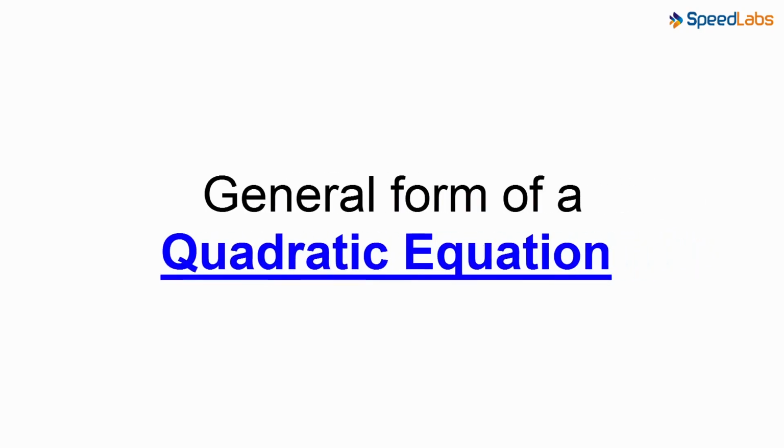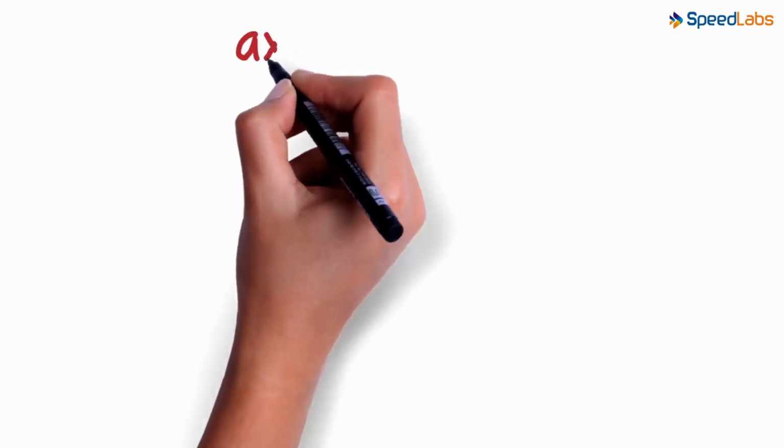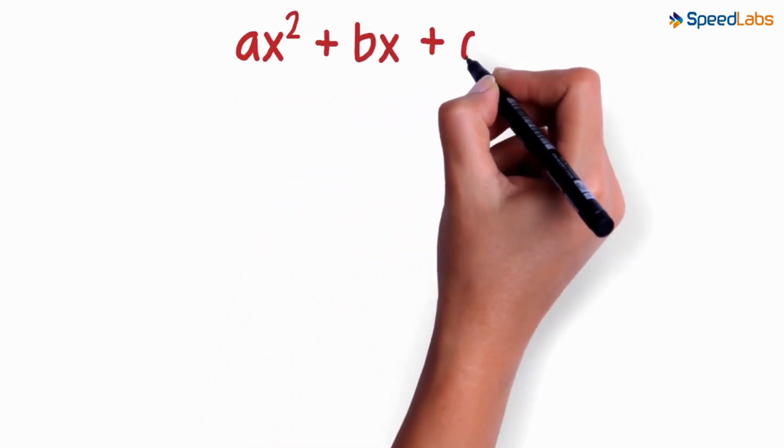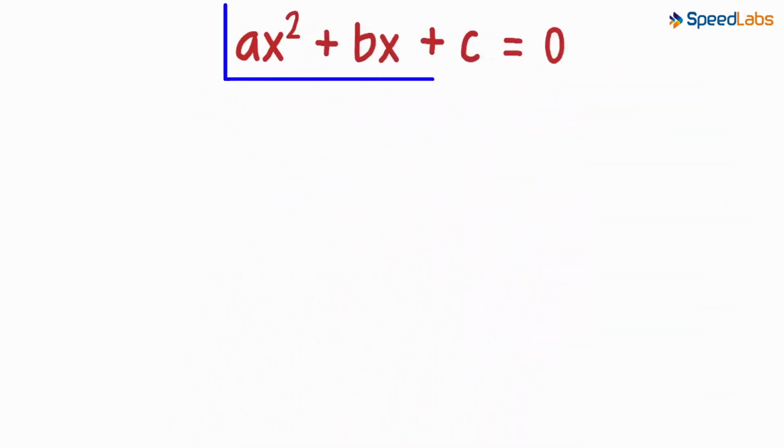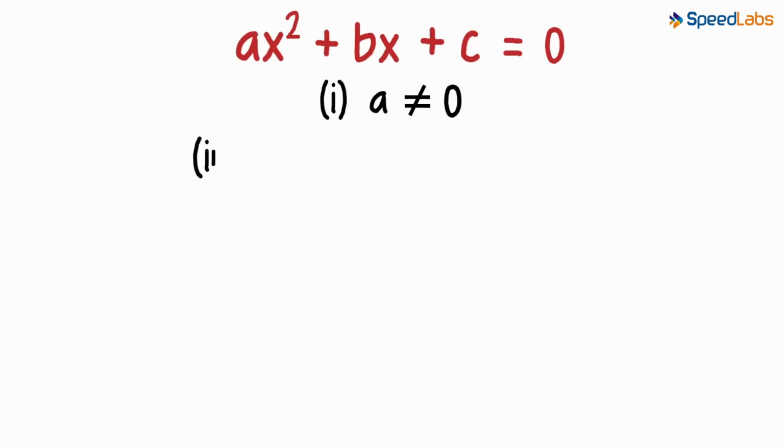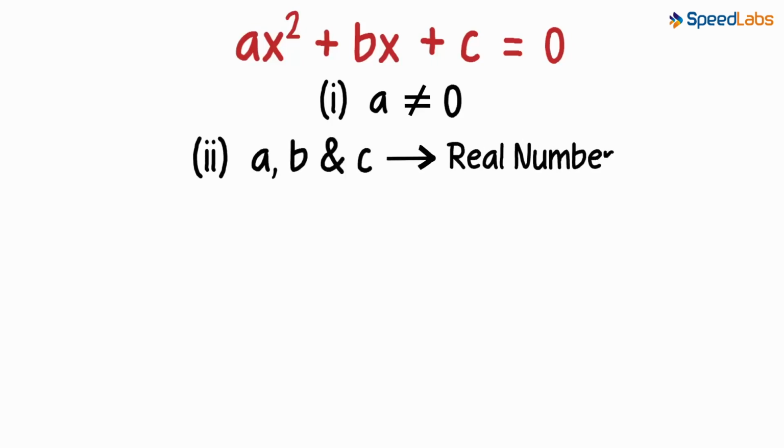Let me first write the general form of a quadratic equation on top. It's ax squared plus bx plus c equals 0. It's a quadratic equation in variable x. Note that the degree of the polynomial on the left is 2. And do you remember the conditions? a is not equal to 0 and a, b and c are real numbers.